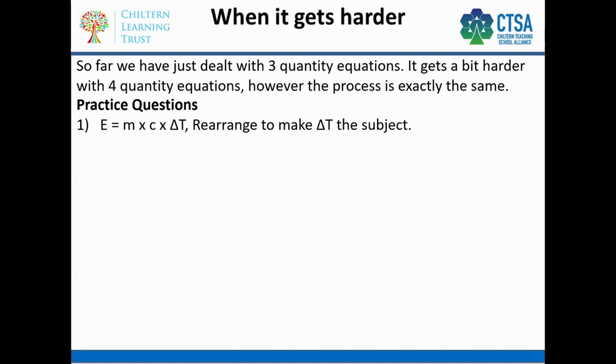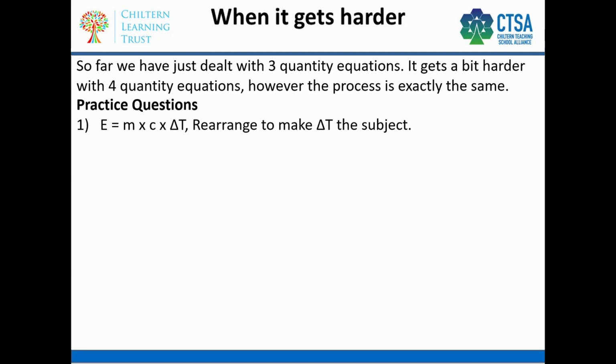So what we've looked at so far is dealing with 3 quantity equations. We're now going to look at 4 quantity equations, and this 4 quantity equation we're looking at now is E is equal to m times c times delta t. We're going to rearrange to make delta t the subject. Now again, if you want to pause and have a go, please feel free. If you don't, we're going to go through it now.